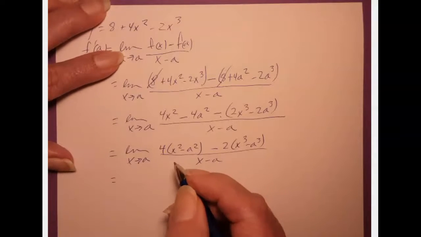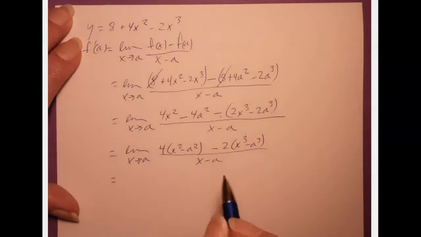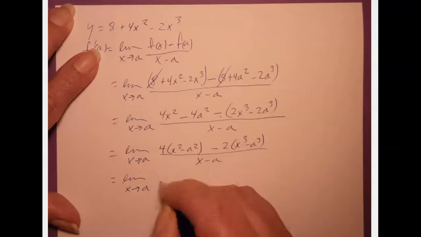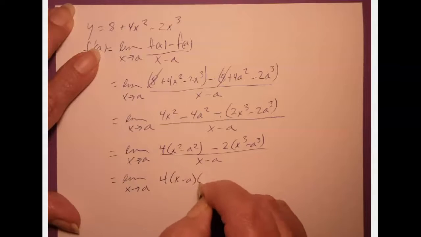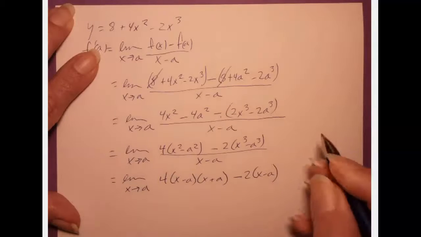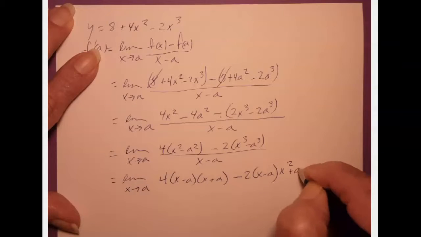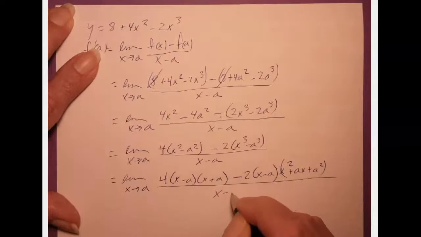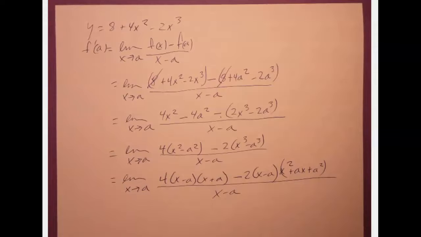So if you're kind of shaky about your factor formulas, make sure you pick those back up because you're going to need them for this next test. So the limit as x goes to a, 4 times x minus a times x plus a minus 2 times x minus a times x squared plus ax plus a squared, all over x minus a. Now this limit definition you're going to use on the next test, but you won't have to know it for the final exam. So you need to know it really well for the next test, get all the points you can there, but I won't require you to use it for the final exam.